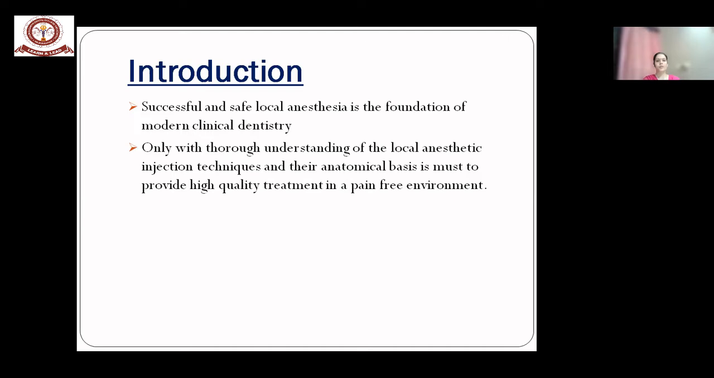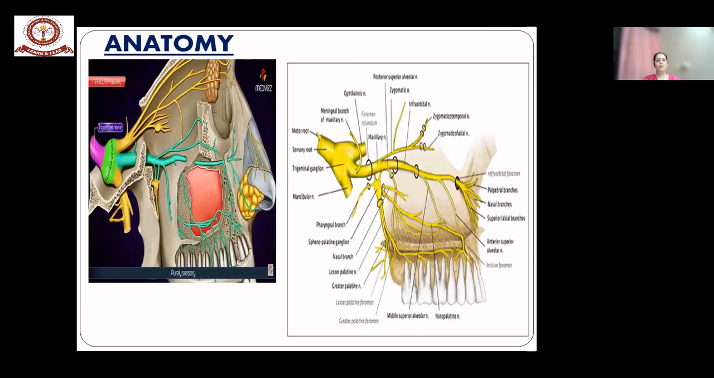Only with a thorough understanding of the local anesthetic injection techniques and their anatomical basis is it possible to provide high quality treatment in a pain-free environment. So before we move on to the injection techniques, let's have a quick recap of the anatomy of the maxillary division of the trigeminal nerve, which is the largest of all the cranial nerves.